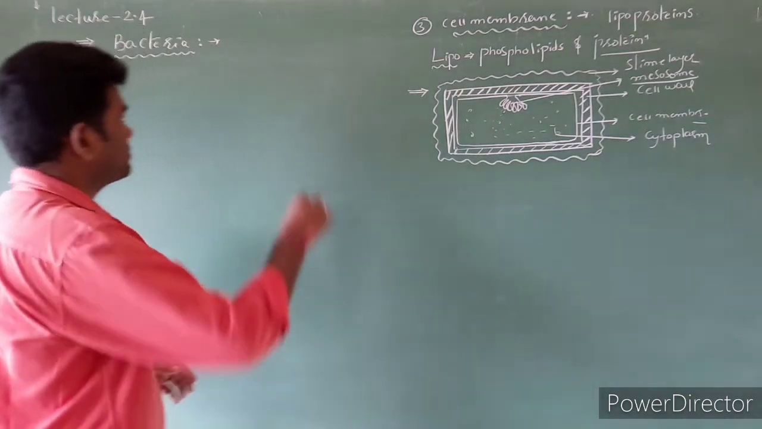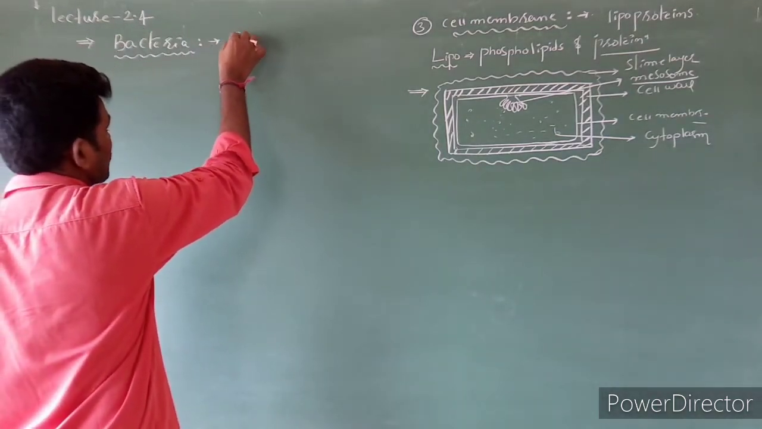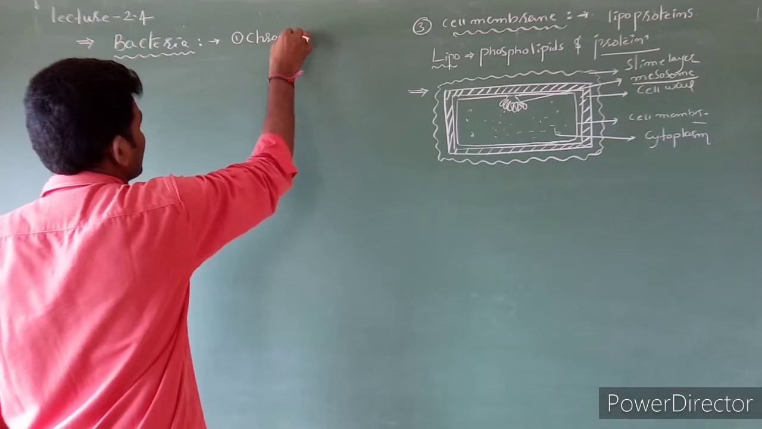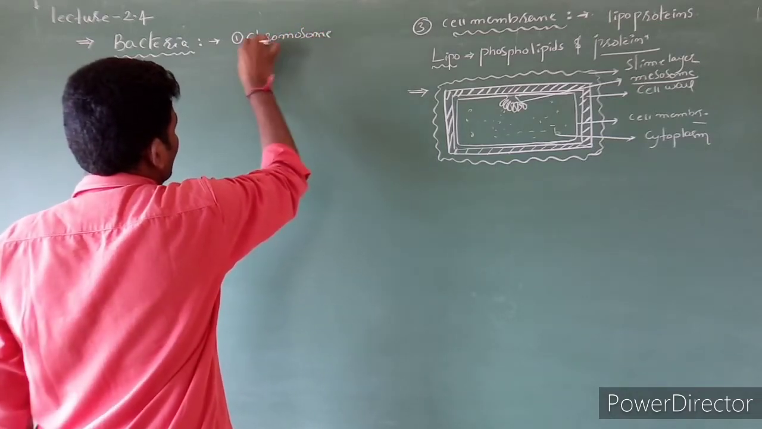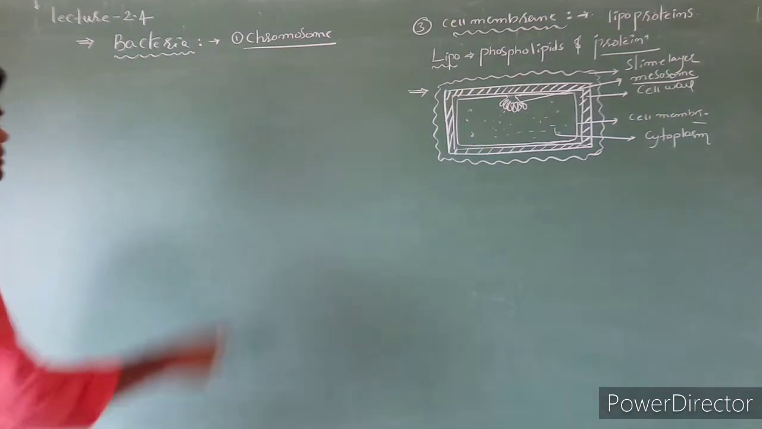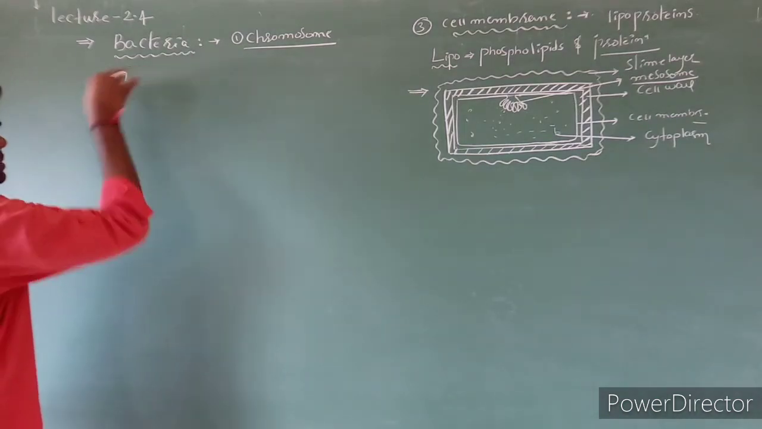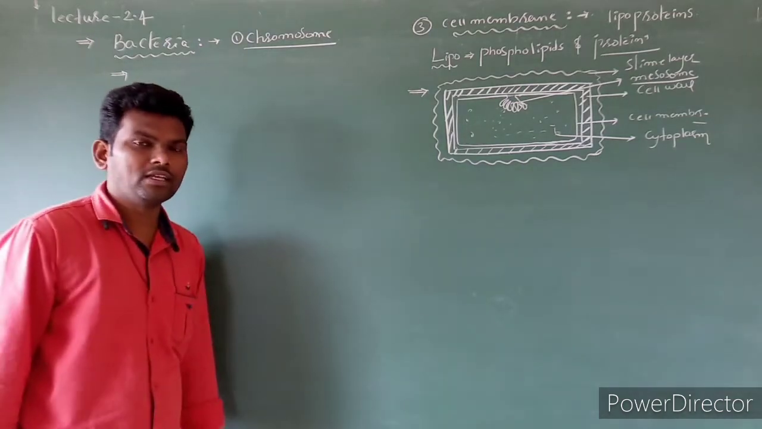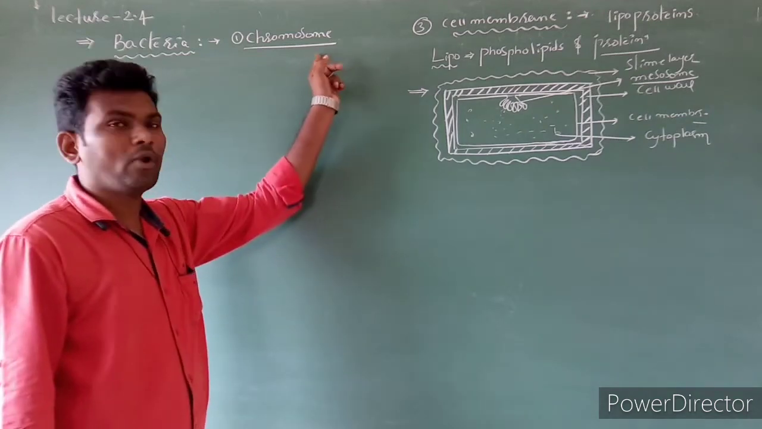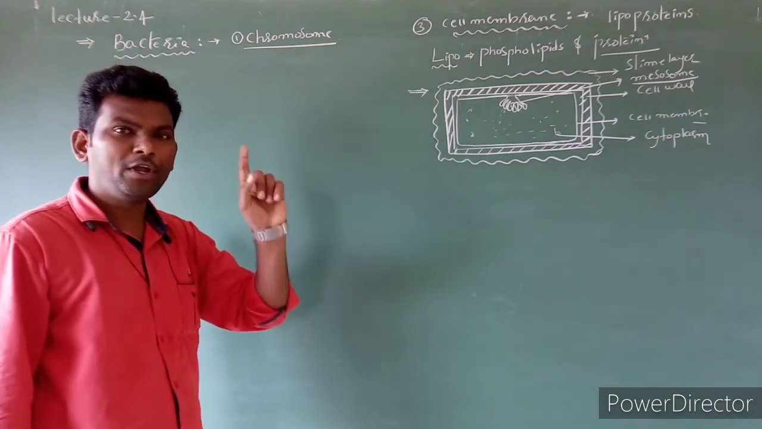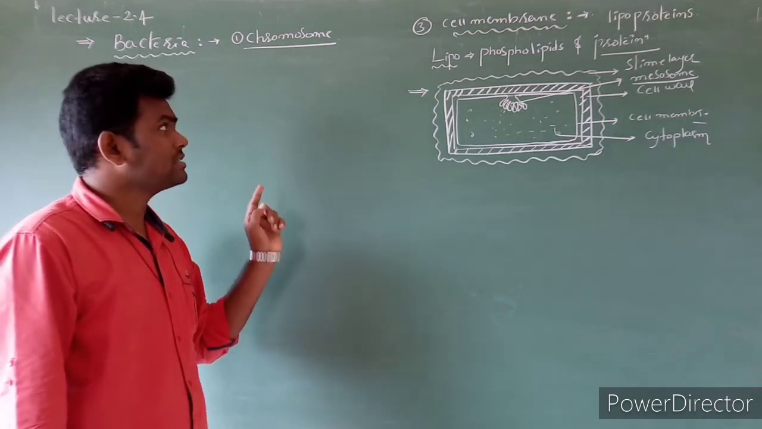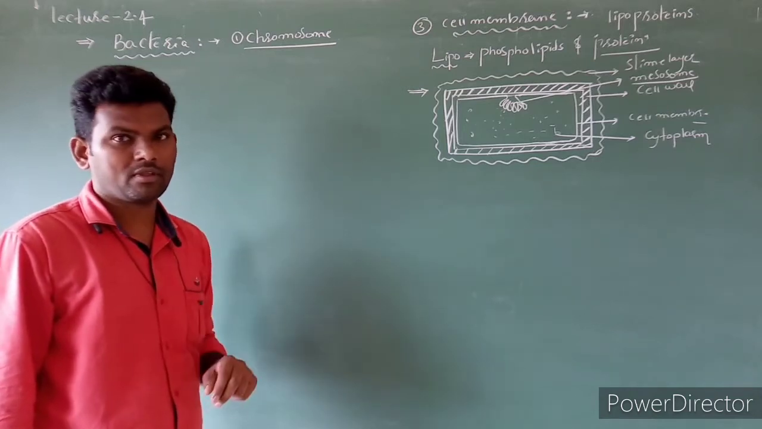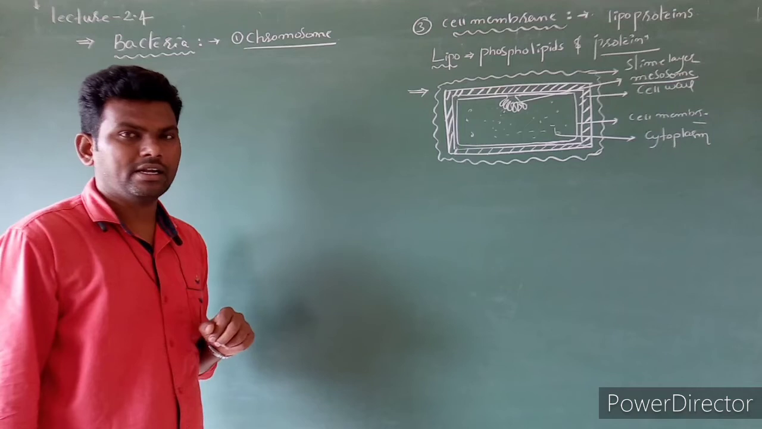Next, we are first going to discuss the chromosome. Generally, cells are of two types: haploid cells and diploid cells. Haploid cells consist of only one single chromosome. In diploid cells, there are homologous chromosomes, which means chromosomes are paired. Such cells are called diploid cells.